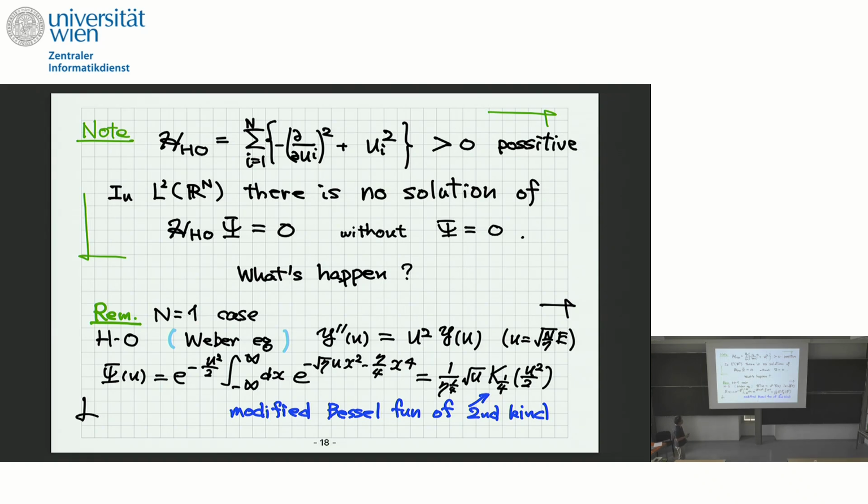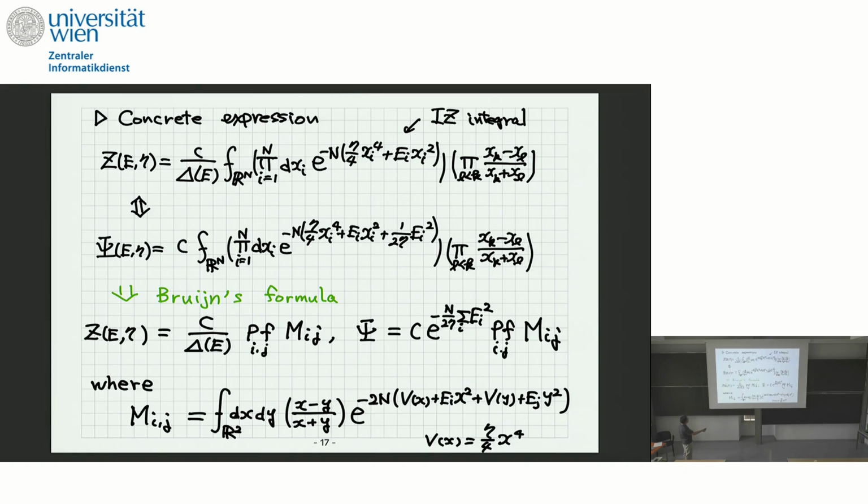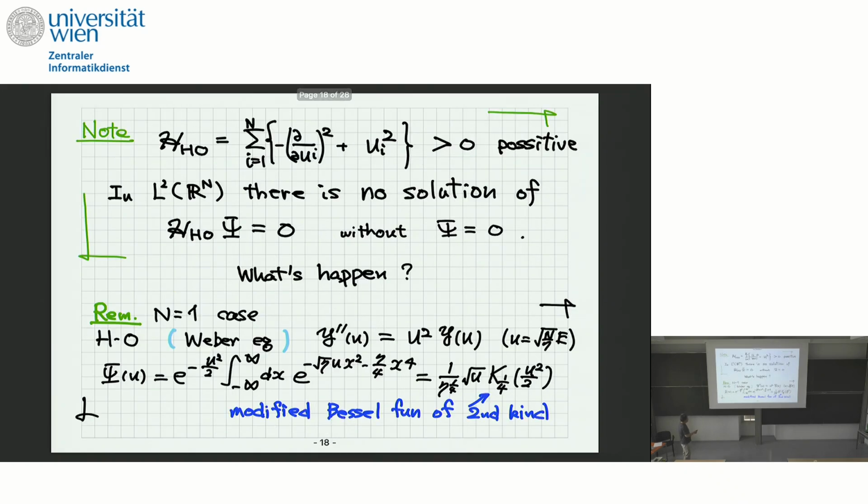For example, the n equal 1 case is very easy to understand. The harmonic oscillator system for n equal 1 is sometimes called the Weber equation. That is given by this equation. Now U is given by this, after a variable change. In that case, the psi is easy to obtain by this.